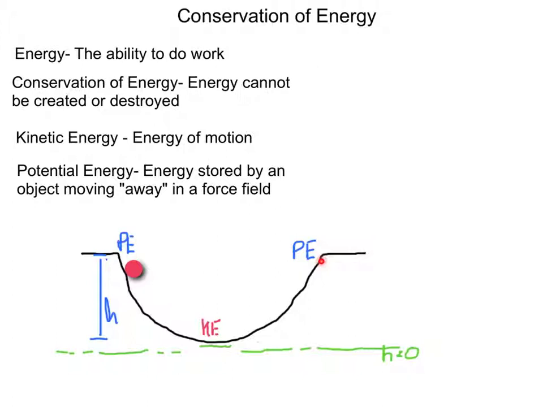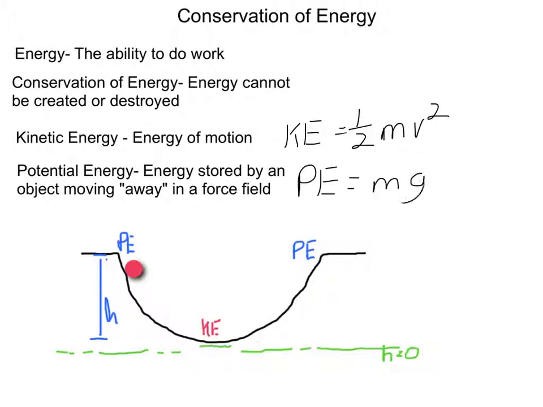Let me give you the equations here for this. Kinetic energy, KE, is 1/2 mv squared. 1/2 times the mass of the object times the velocity the object's going at squared. Gravitational potential energy is found in mgh, mass times the acceleration of gravity, 9.81, times the height above the surface.